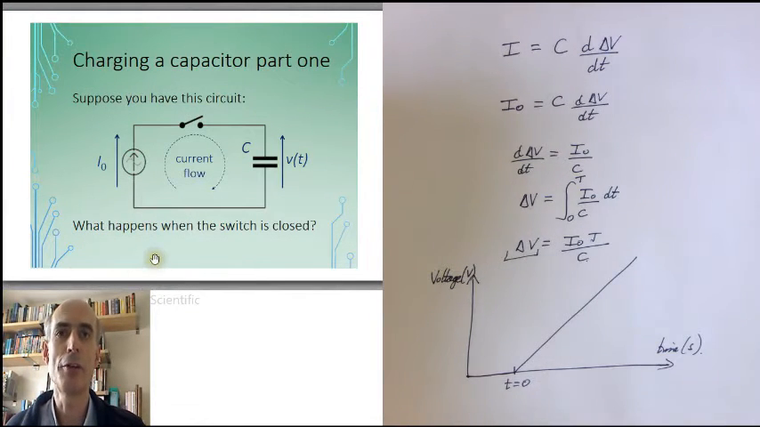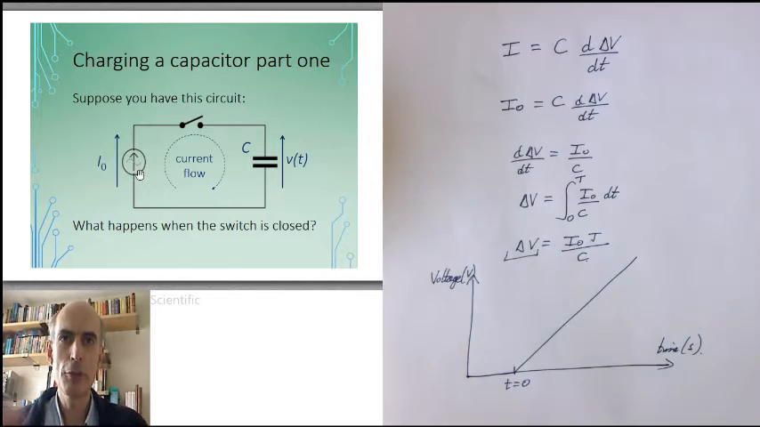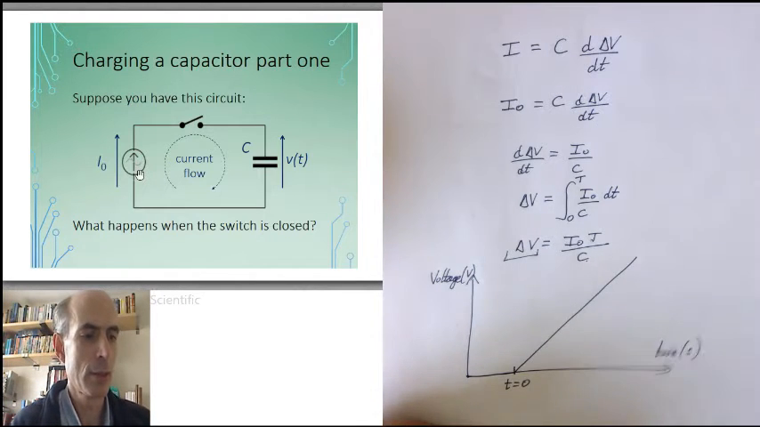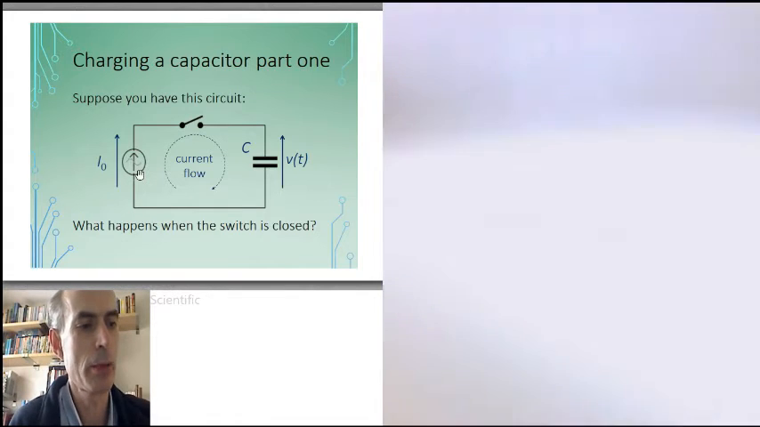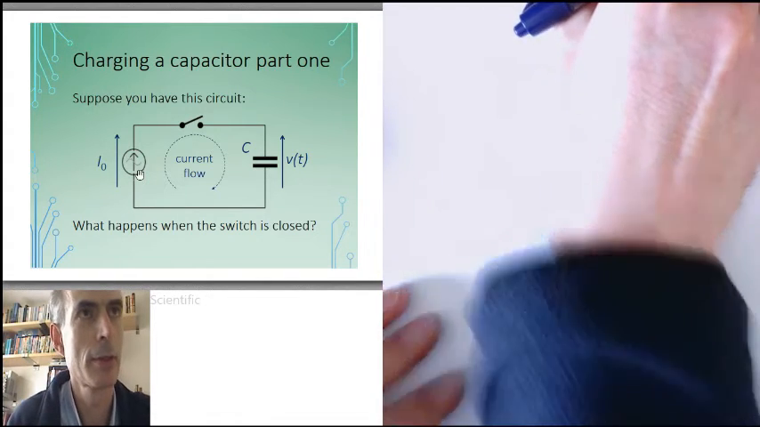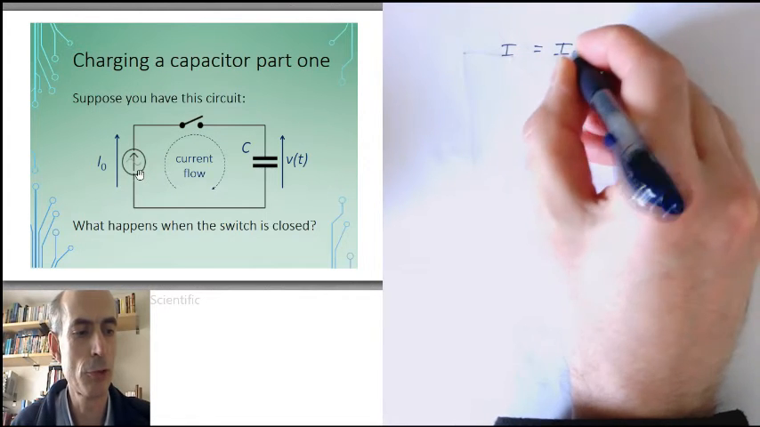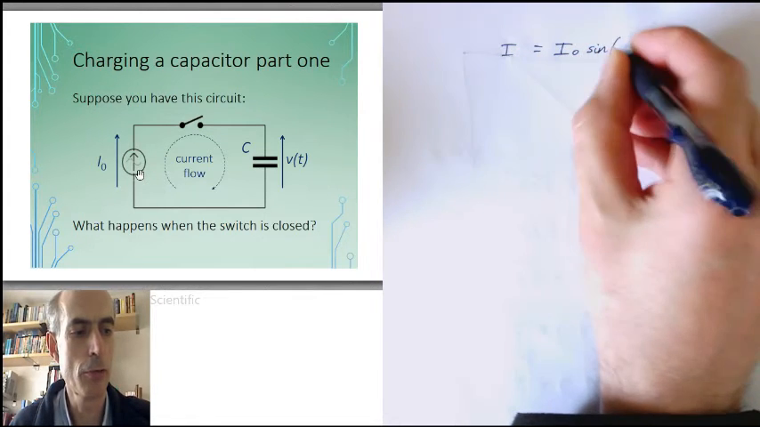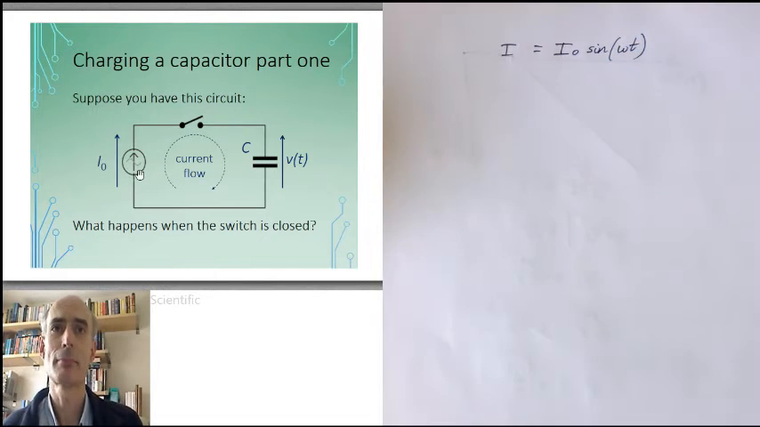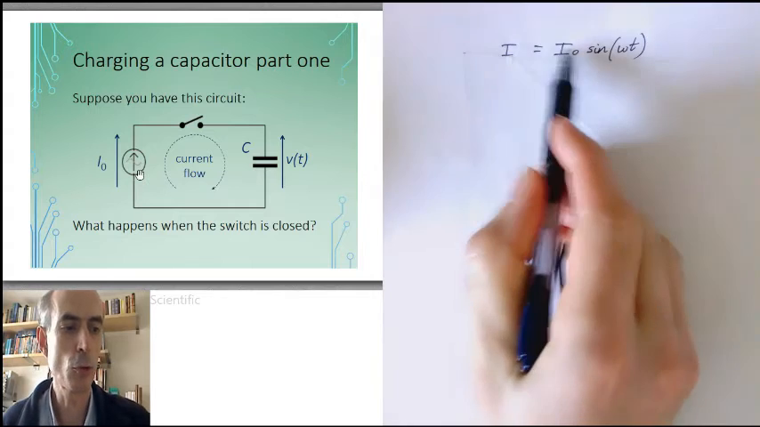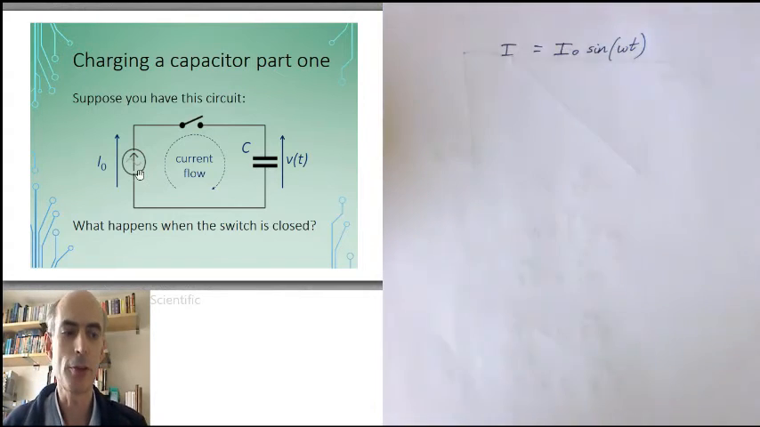We can extend the idea a little bit. What happens if this current source isn't a constant current source, but a sinusoidally varying current source? It's maybe something that we could describe with the equation: the current is I0 times sine of omega t. So the current is oscillating up and down. Maximum value I0, minimum value minus I0.